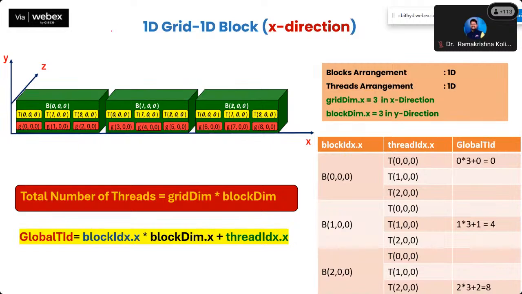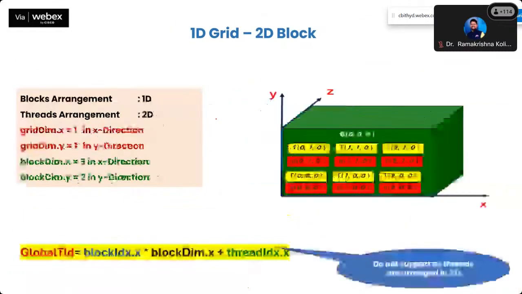Similarly, suppose there is a 1D grid and 1D block, and I want to calculate the unique global thread ID. You can see this coordinate is the same within this block, this coordinate is the same, and this coordinate is the same. But how will the machine understand which operation it is performing? I will show you the example first.